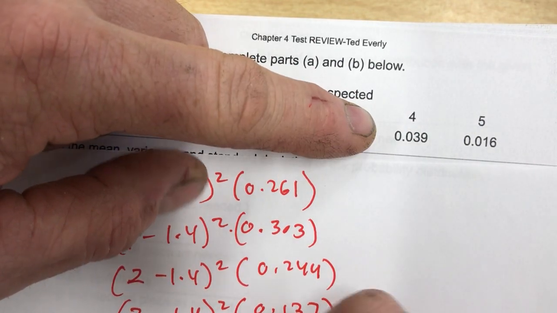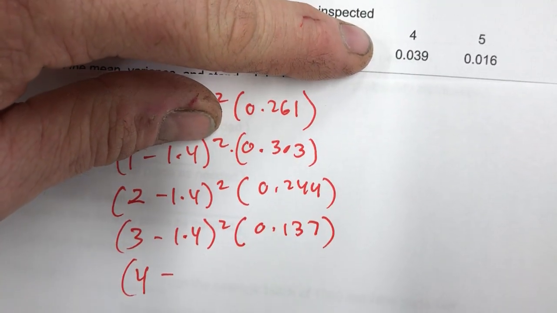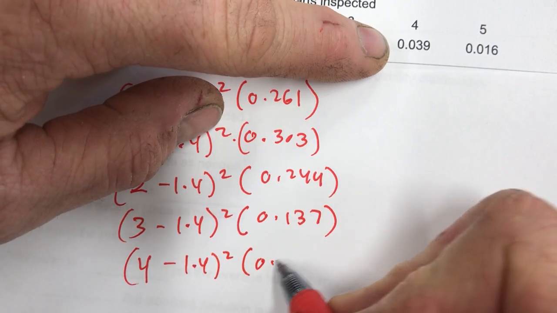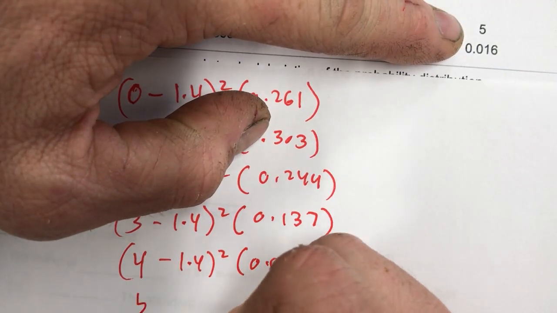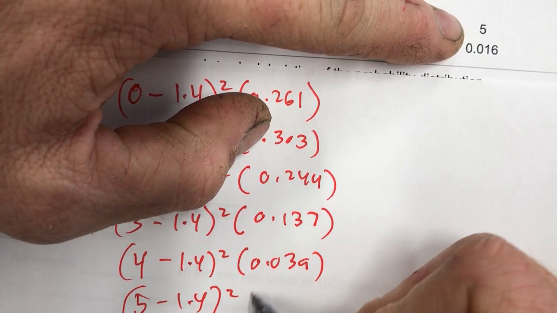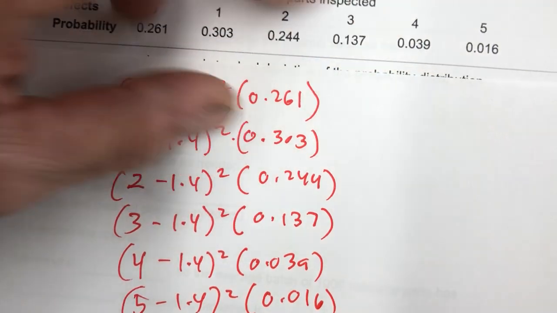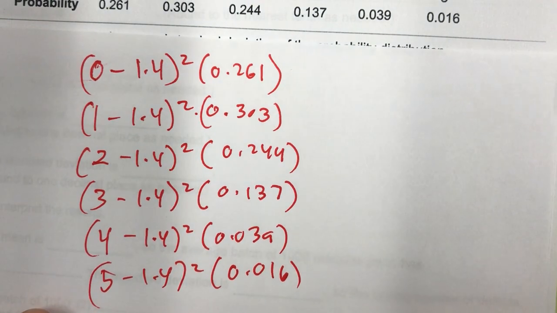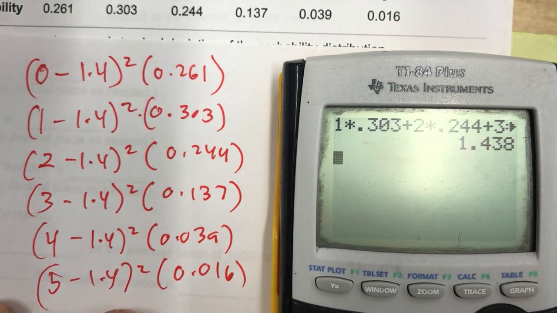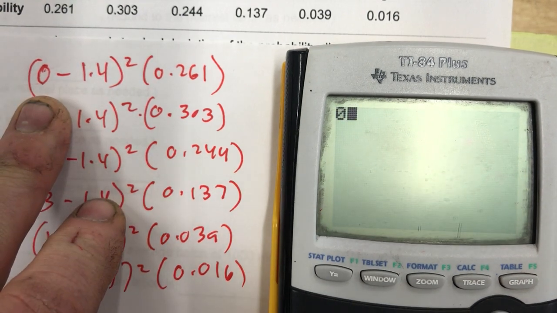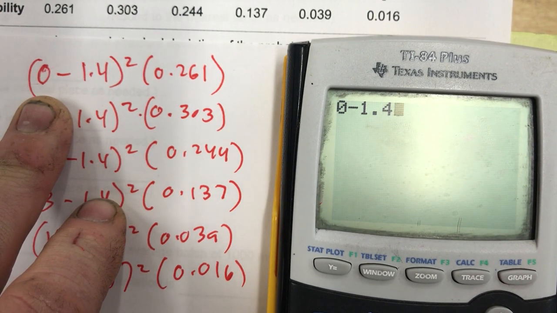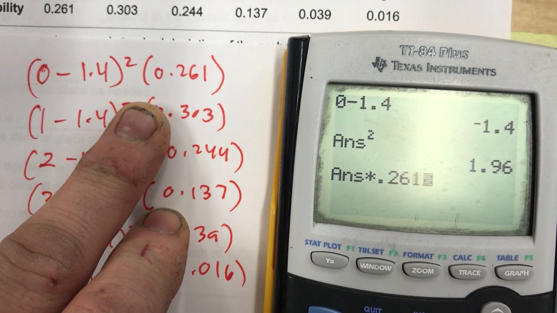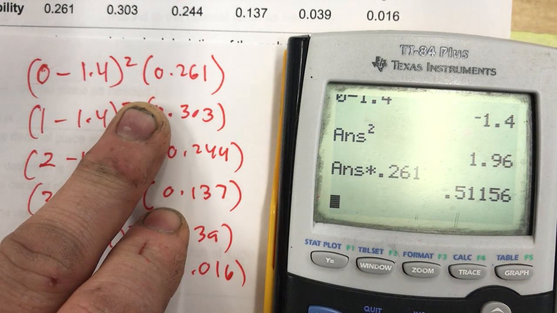And I'm going to do 4. Okay, I'm getting off the screen here. Minus 1.4 squared, and then times it by 0.039. And then I'm going to do 5 minus 1.4 squared times 0.016. All right, so I'm going to do all these. Okay. All right, so I'm going to do 0 minus 1.4, enter, square it, enter, times 0.261, there you go, 0.51156.